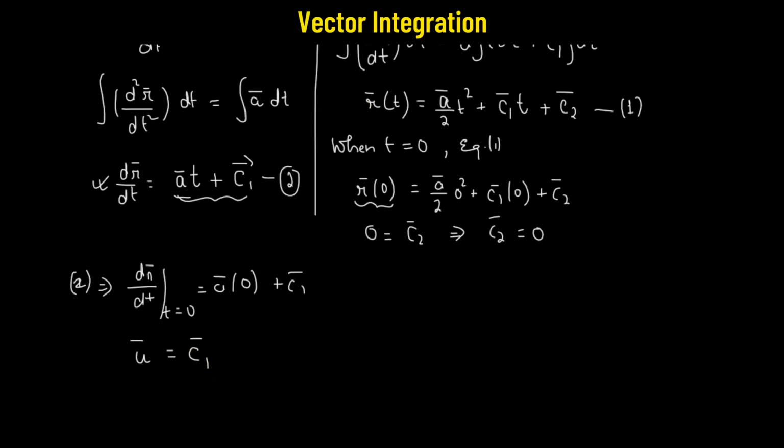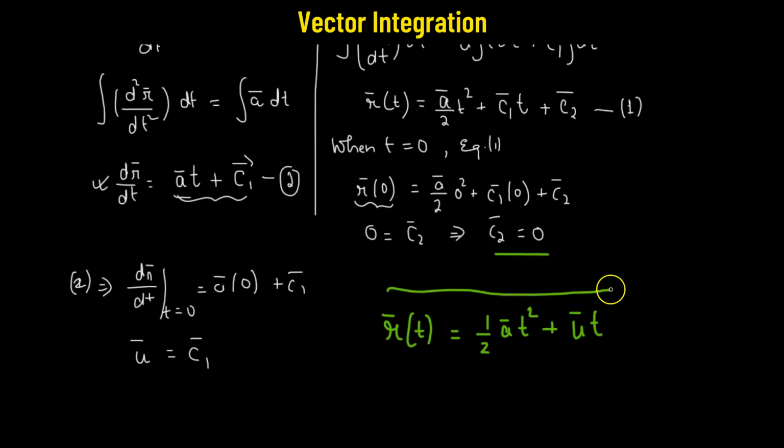So that means our vector valued function r vector, which is a function of the parameter t, will be half multiplied by a vector times t squared plus c1 vector times t plus c2. c1 vector is simply vector u, so we have u vector times t plus c2, and c2 vector we have found to be equal to 0. So this is going to be the value of our vector valued function r.